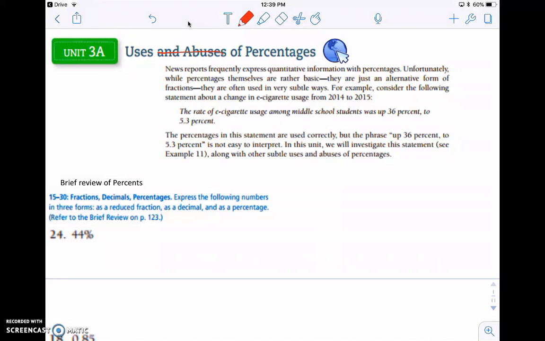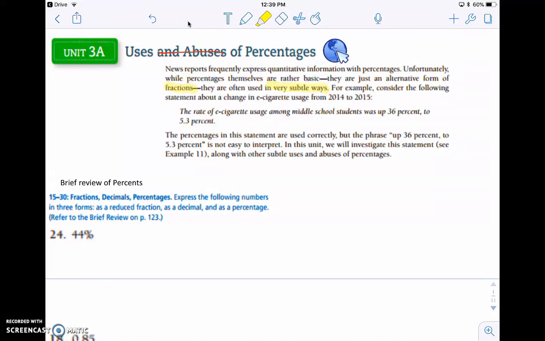News reports frequently express quantitative information with percentages. Unfortunately, while percentages themselves are rather basic, they are just an alternative form of fractions. So when we're talking about percents, we're really just talking about fractions. Percent means per 100. They can often be used in very subtle ways, and as you gain a better understanding of percents, you can start to see through how these are being used to decipher whether or not it's good information.